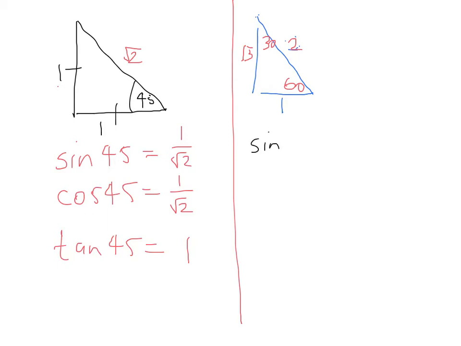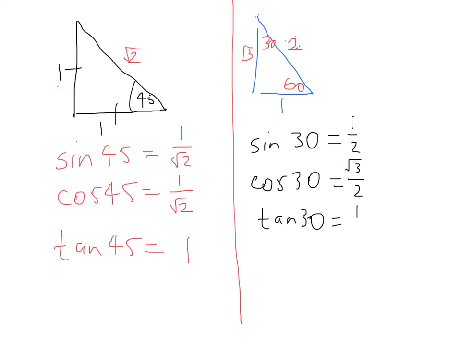the sine of 30, well, that's opposite over hypotenuse, that's a half. The cosine of 30 is what? Root 3 over 2. And the tan of 30 is 1 over root 3. So those are some very exact values.